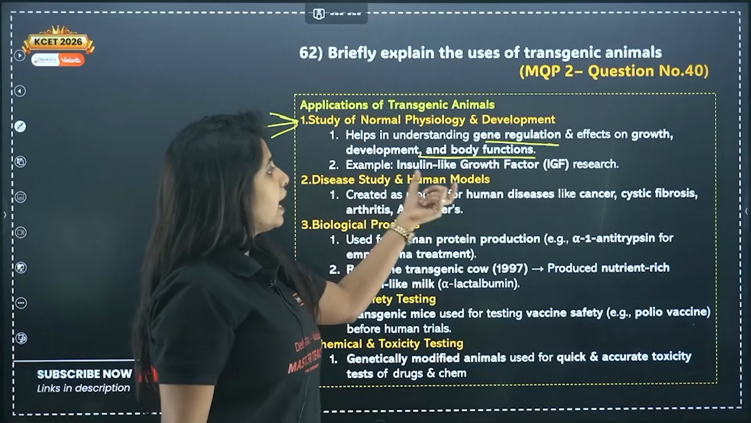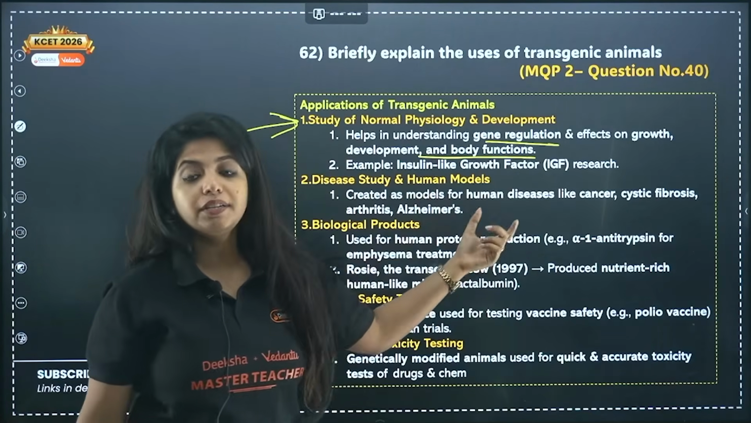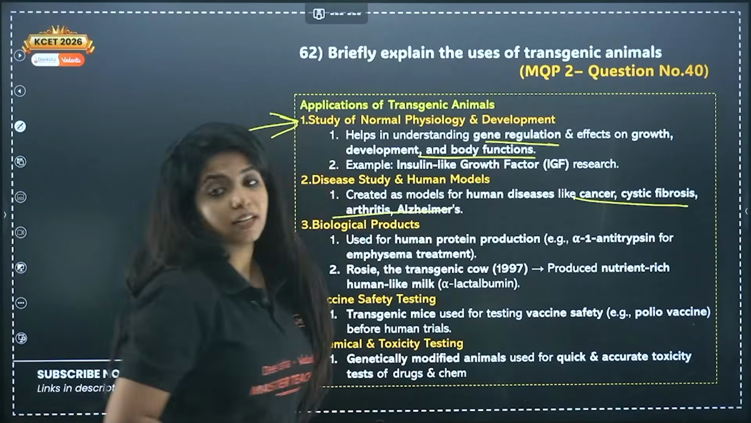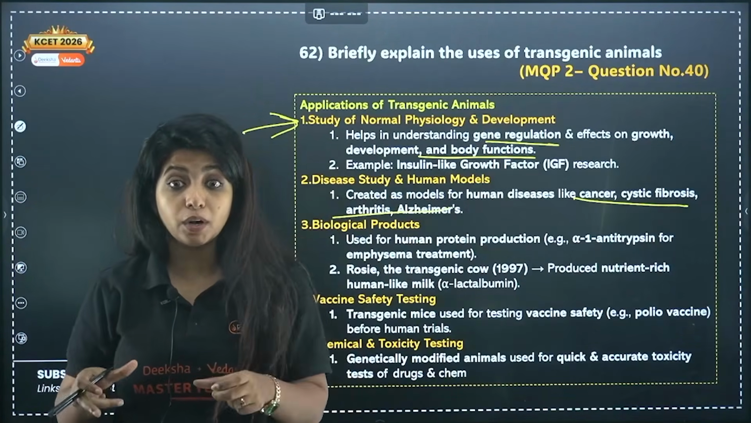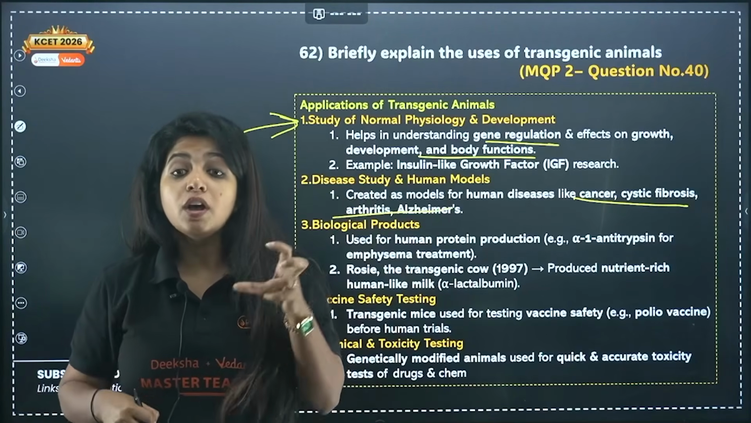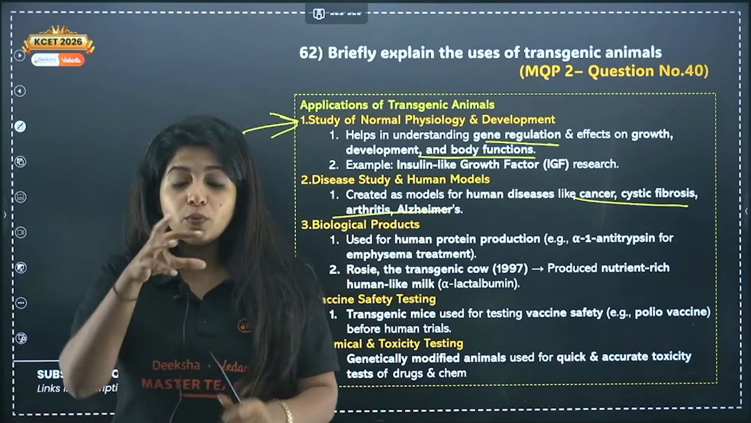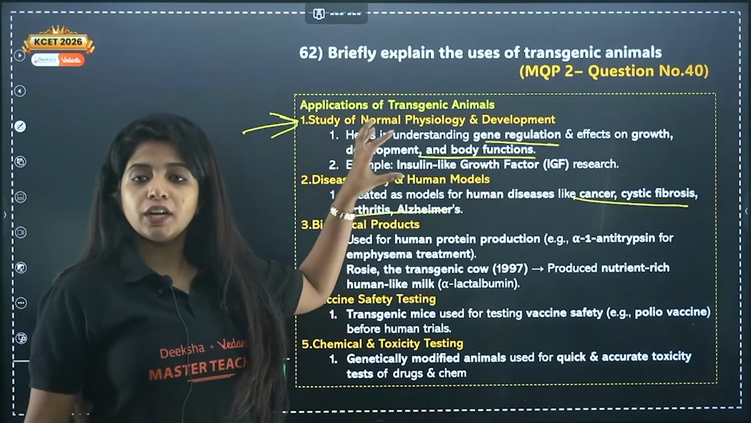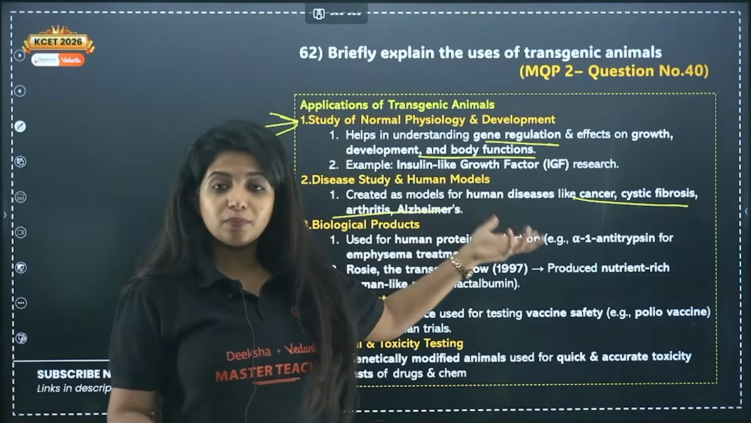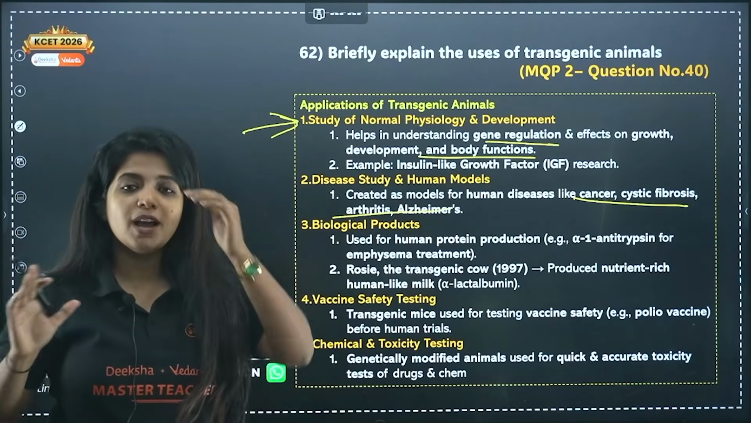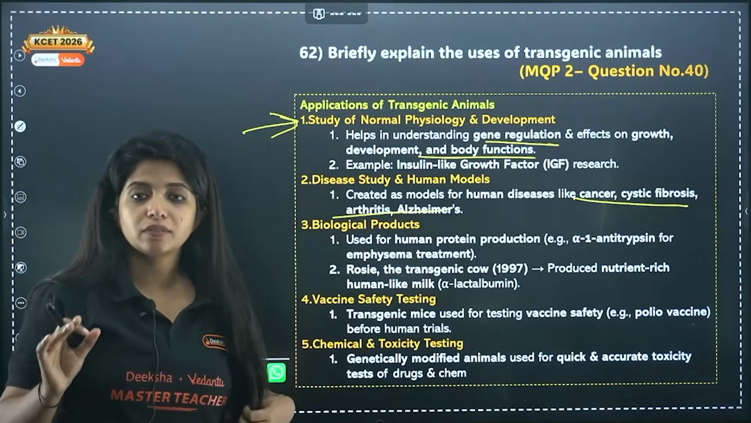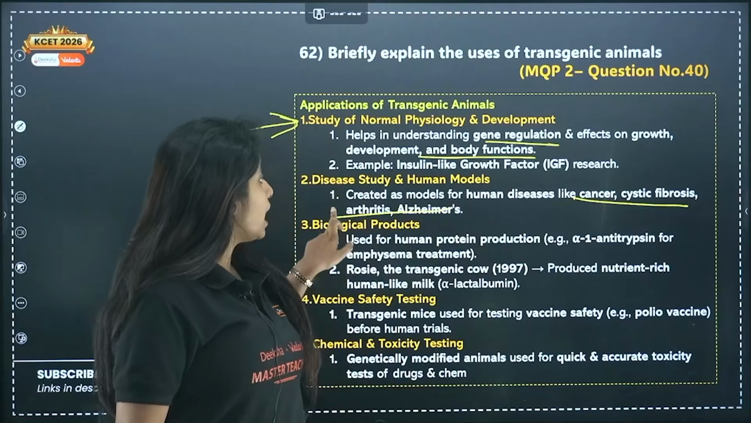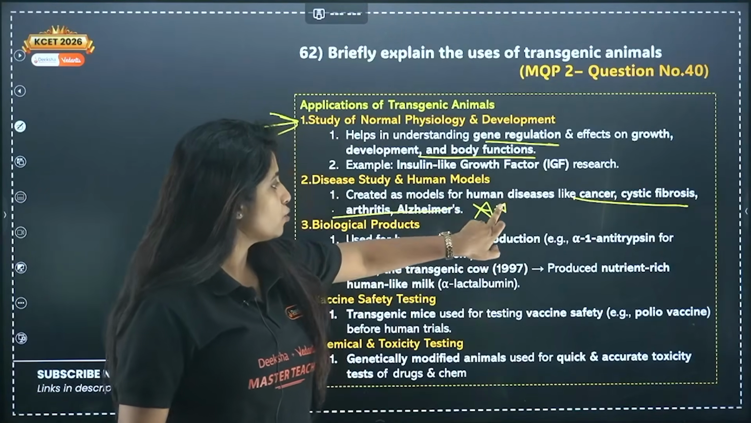Second, disease study and human models. They are created as models for human diseases such as cancer, cystic fibrosis, arthritis and Alzheimer's, and I'll see what changes happen in the body, what areas I should be looking at, what medicines I should be giving. When you understand what issues are happening in a body, you will be able to find the cure better. Because mice, my dear children, one very important thing, what is the frequently used transgenic animal? It is mice, because it has so much similarity with our genetic system. Cancer, cystic fibrosis, arthritis, Alzheimer's, please remember their names are also important.